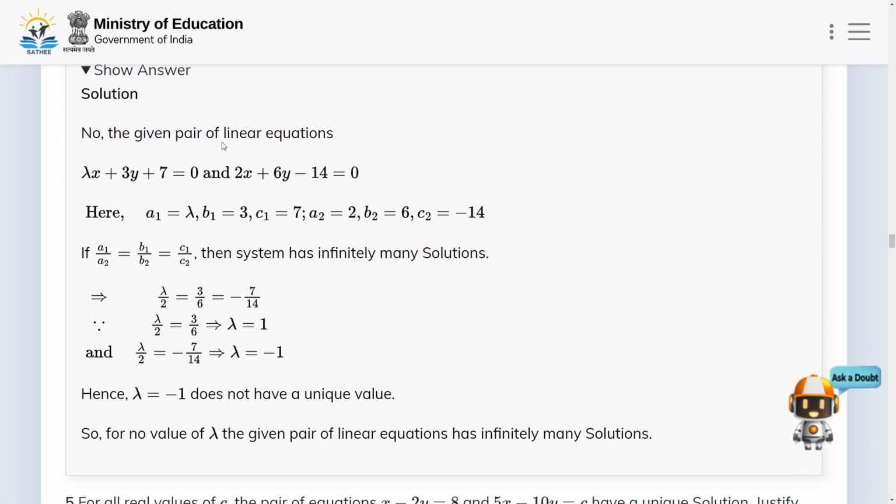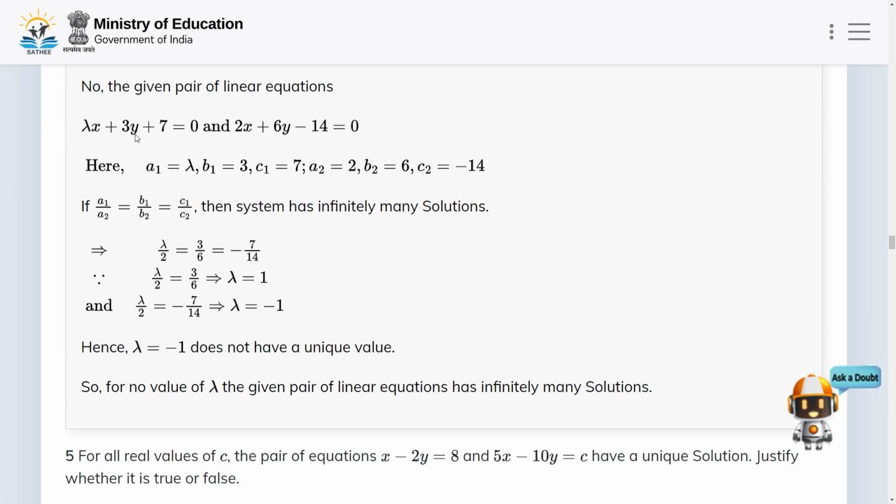Here we have the pair of linear equations lambda x plus 3y plus 7 is equal to 0 and 2x plus 6y minus 14 is equal to 0. So a1 is equal to lambda, b1 is equal to 3 and c1 is equal to 7, and a2 is equal to 2, b2 is equal to 6 and c2 is equal to minus 14. If a1 by a2 is equal to b1 by b2 and this is equal to c1 by c2, then the system has infinitely many solutions. So it implies lambda by 2 is equal to 3 by 6 and this is equal to minus 7 by 14, and therefore lambda by 2 is equal to 3 by 6, and it implies lambda is equal to 1.